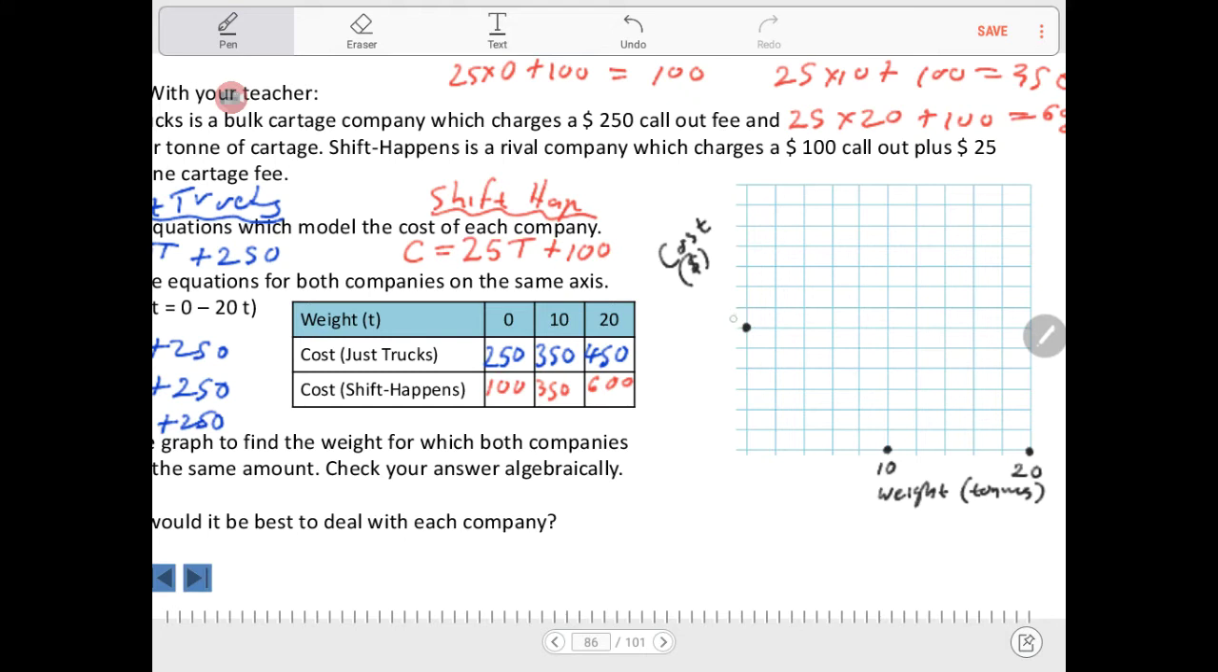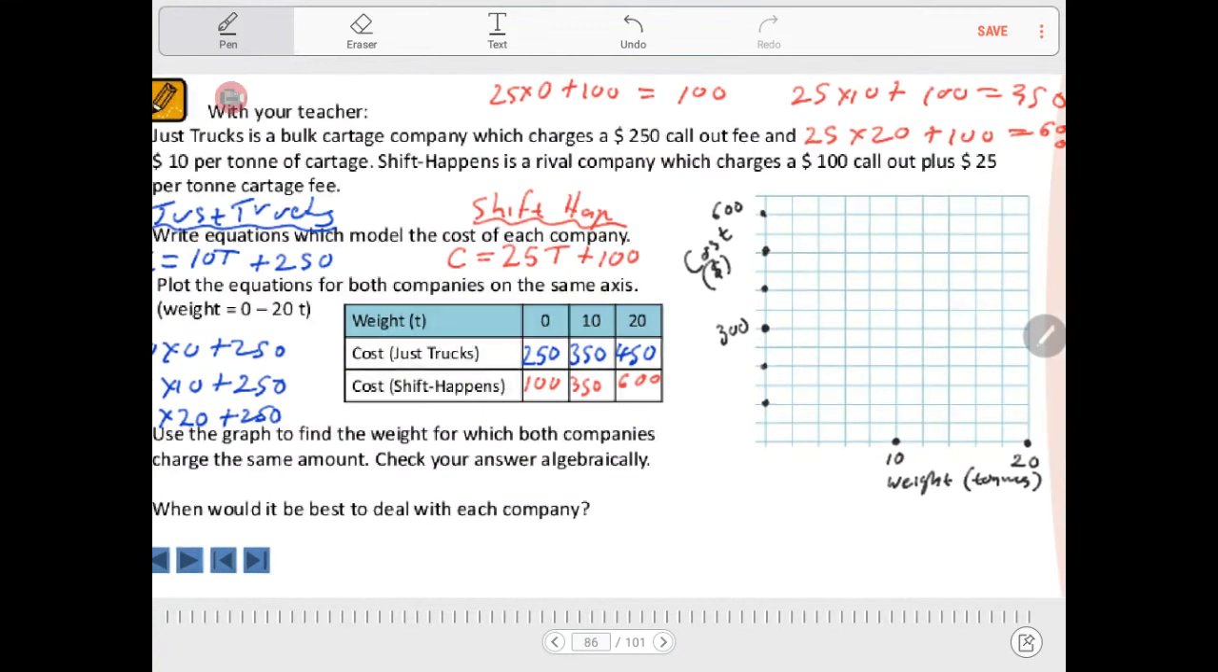So let's see, what have we got? 600, so 2, 4, 6, no, I don't need to do that. 100, 200, 300. I think that will work. Yep, that covers us there. So if we go up in 50s, not 50, sorry, up in hundreds. Yep.